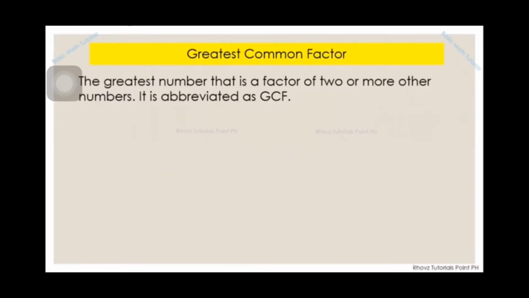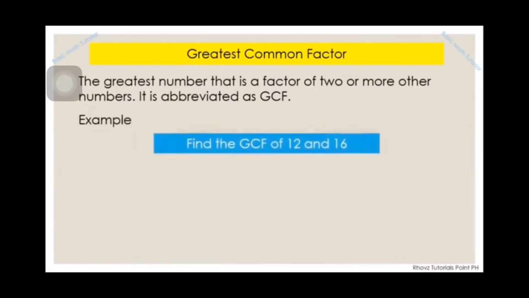Okay, let's have an example. We are going to find the greatest common factor of 12 and 16. First, we are going to list down the factors of 12. We'll start with 1 times 12, because 1 times 12 equals 12.